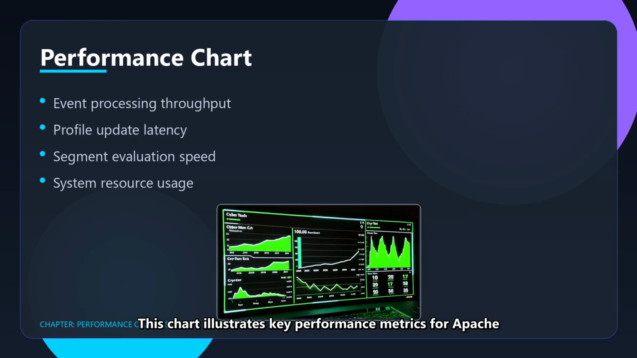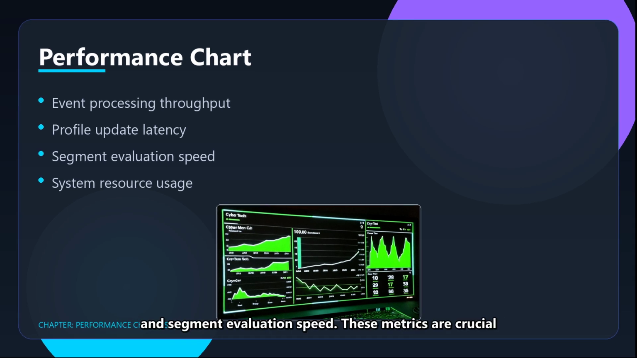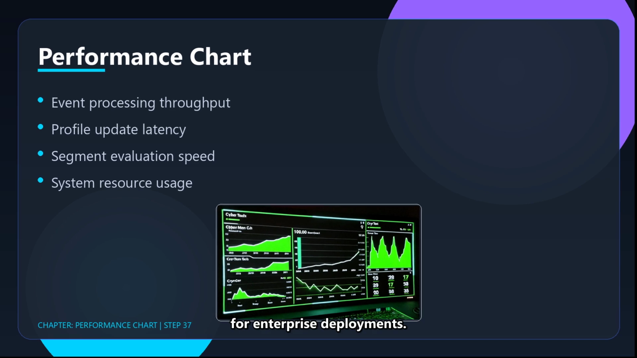This chart illustrates key performance metrics for Apache Unomi, including event processing throughput, profile update latency, and segment evaluation speed. These metrics are crucial for enterprise deployments.